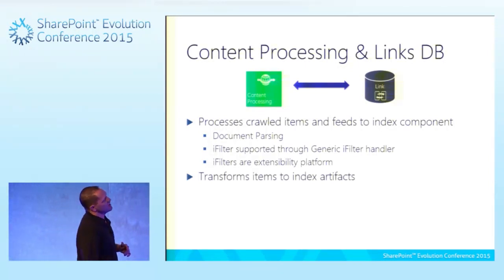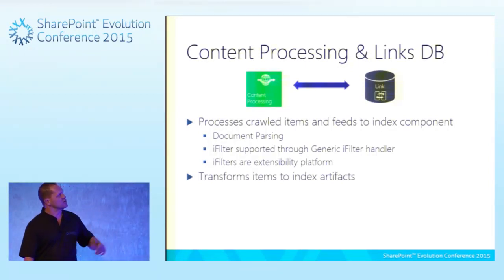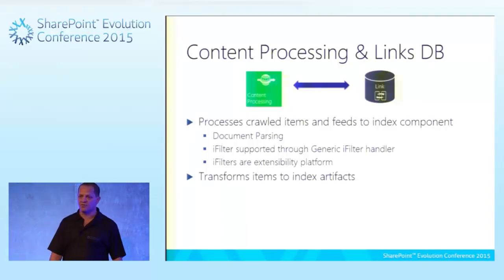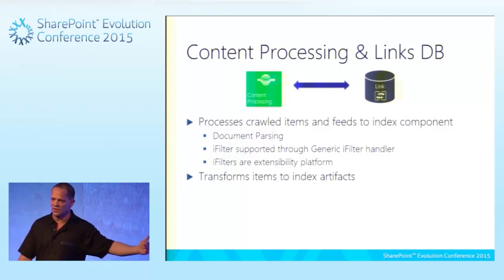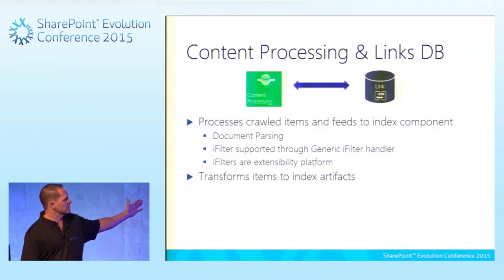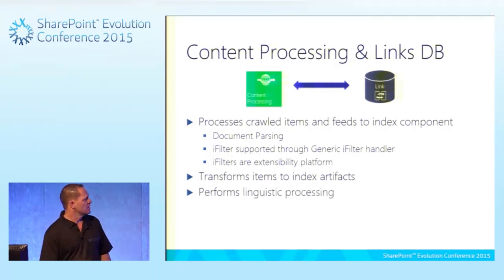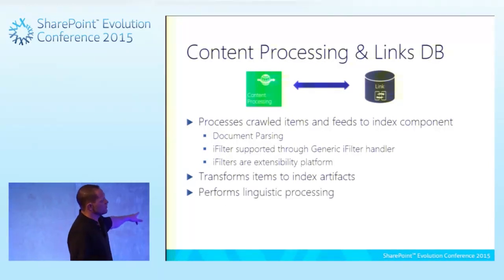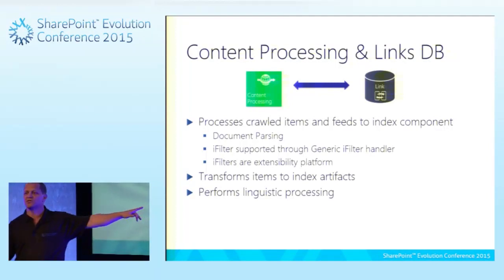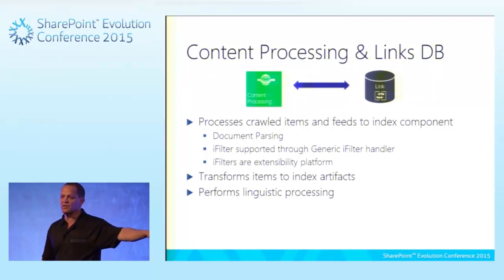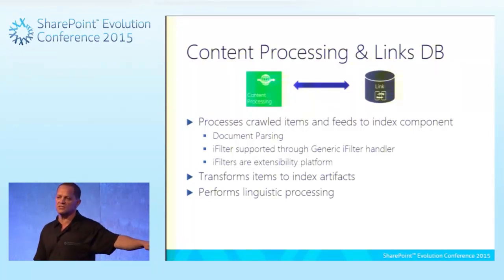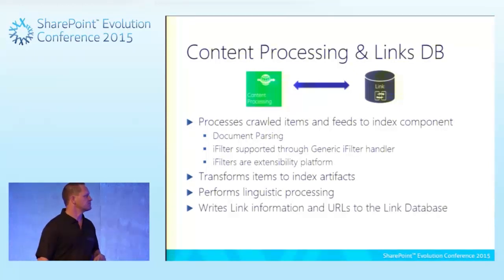So, it processes crawled items, and it feeds to the indexing component. What you're going to see is this is where it does the document parsing. You can also see this is where we apply the R filters. If you've got a custom, this is where it's going to do the work. The other thing it's going to do is it transforms the items, and they become index artifacts. It also does, and this is new for 2013, linguistics processing at this point. This is not the only time linguistics processing is done. We do have some linguistics processing in the query component as well. Okay, that's something new though.